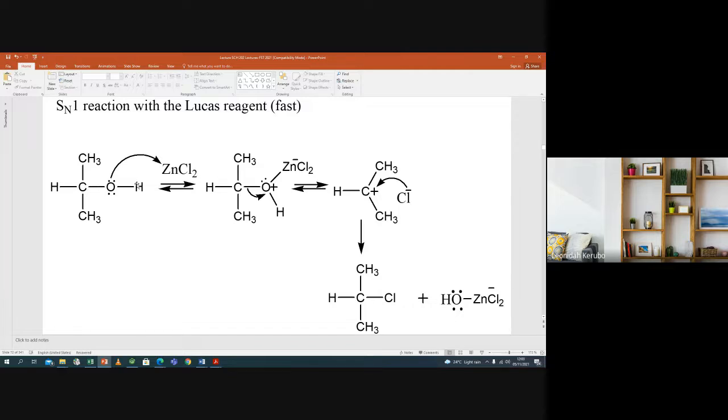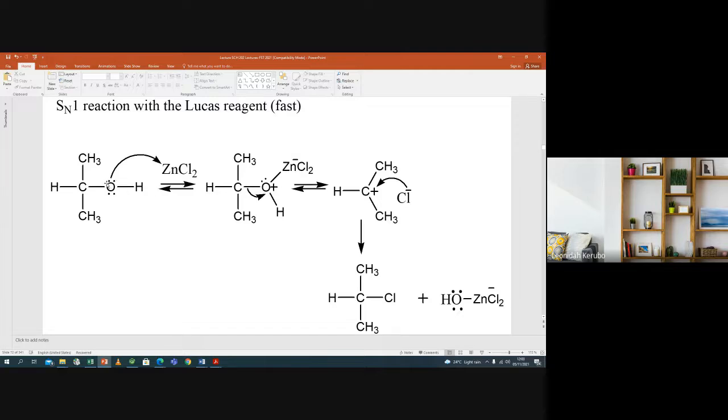So this is the first step. The first step, as I've already indicated, is a coordination with the zinc chloride. The lone pair of electrons of oxygen in the hydroxyl group of the alcohol will coordinate with zinc chloride, and then it forms this intermediate. Again, as I indicated earlier, when a lone pair of electrons is used to form a bond with an electron-lacking species, there is always a positive charge on the atom which is donating the lone pair of electrons towards the formation of a covalent bond.